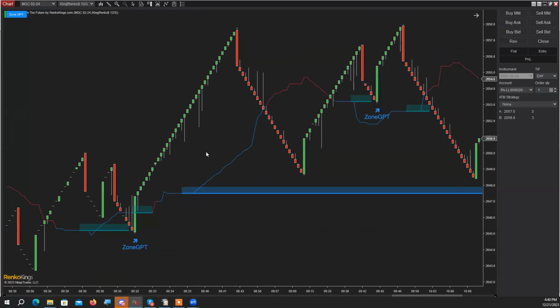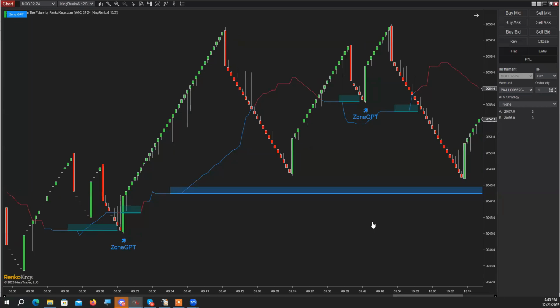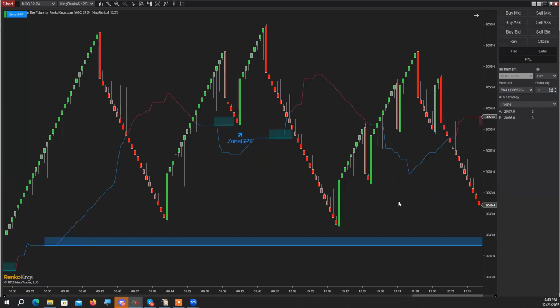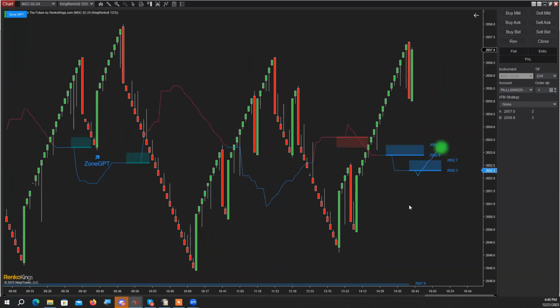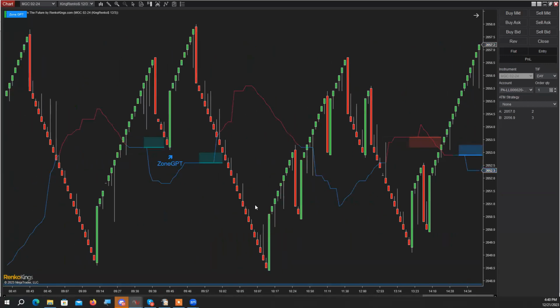This is a beautiful long. I mean, just a beautiful long. And once it was done, I was done with gold. I don't even know what happened later. We can take a look. This would have been a good long here for a scalp, but not much. Then gold just went sideways.